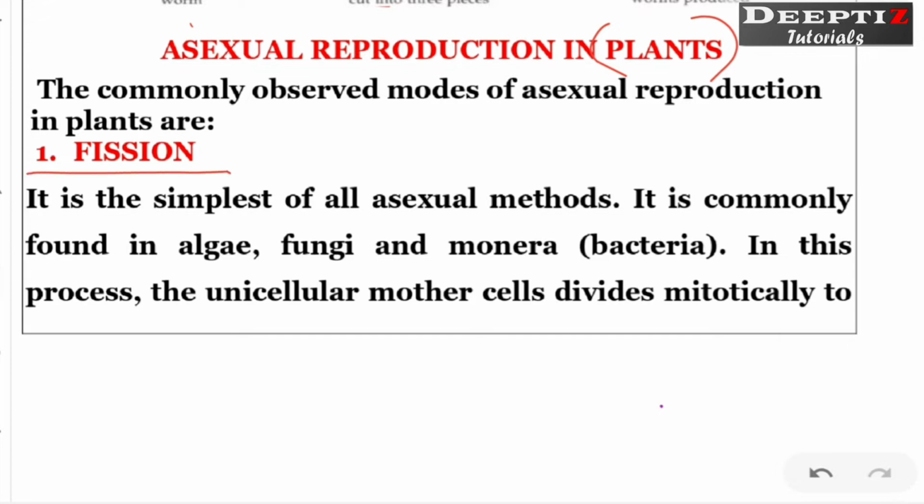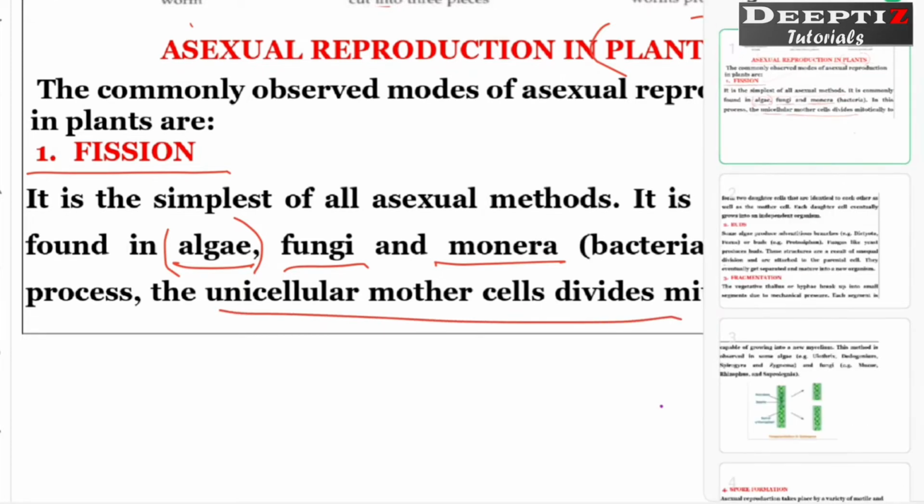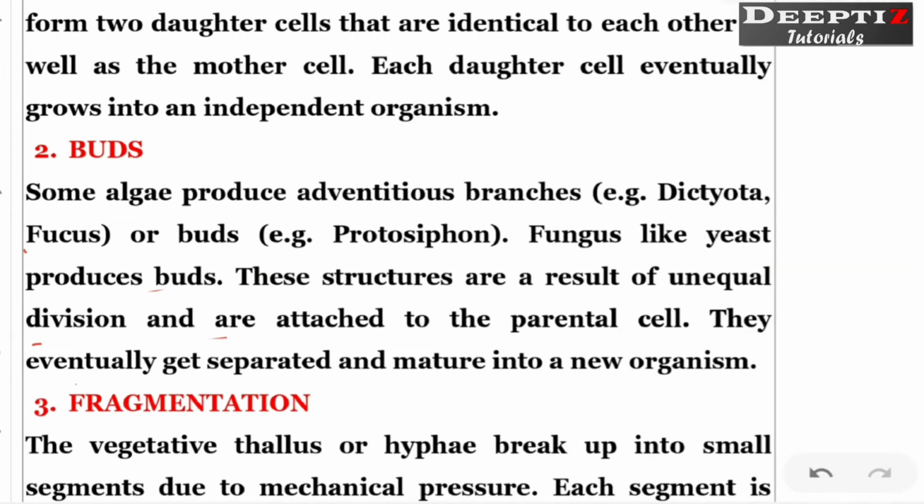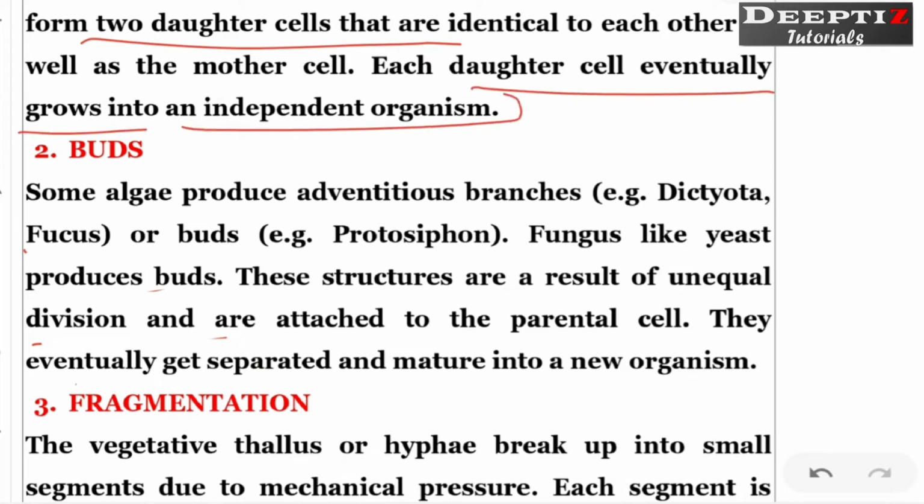We know that apart from plants, like algae, there are two more kingdoms which perform it, that is fungi and monera, right? So fission as a common mode we have taken here, but when we talk about plants, lower algae perform fission as the asexual method of reproduction, during which the unicellular mother cell divides mitotically to produce two daughter cells, and each daughter cell eventually grows into an independent organism.